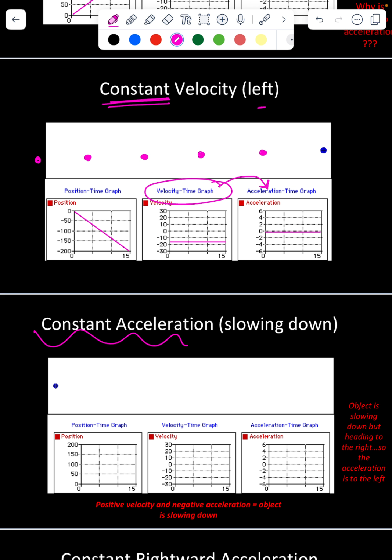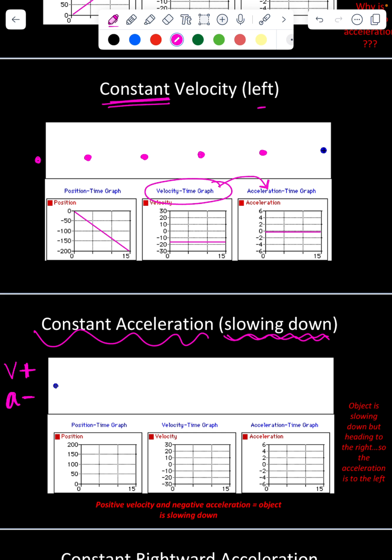Okay, so we know we're going to have constant acceleration. So all that means is that we're not changing our acceleration. We are changing our velocity at a constant rate. And I know that I'm going to be slowing down. Now we need to figure out what is happening. Because this blue dot is starting on the left, that means it's going towards the right. So our velocity is positive, going in that positive direction. But if I am slowing down, that means that our acceleration has to be going in the opposite direction. So our acceleration is going to be negative.